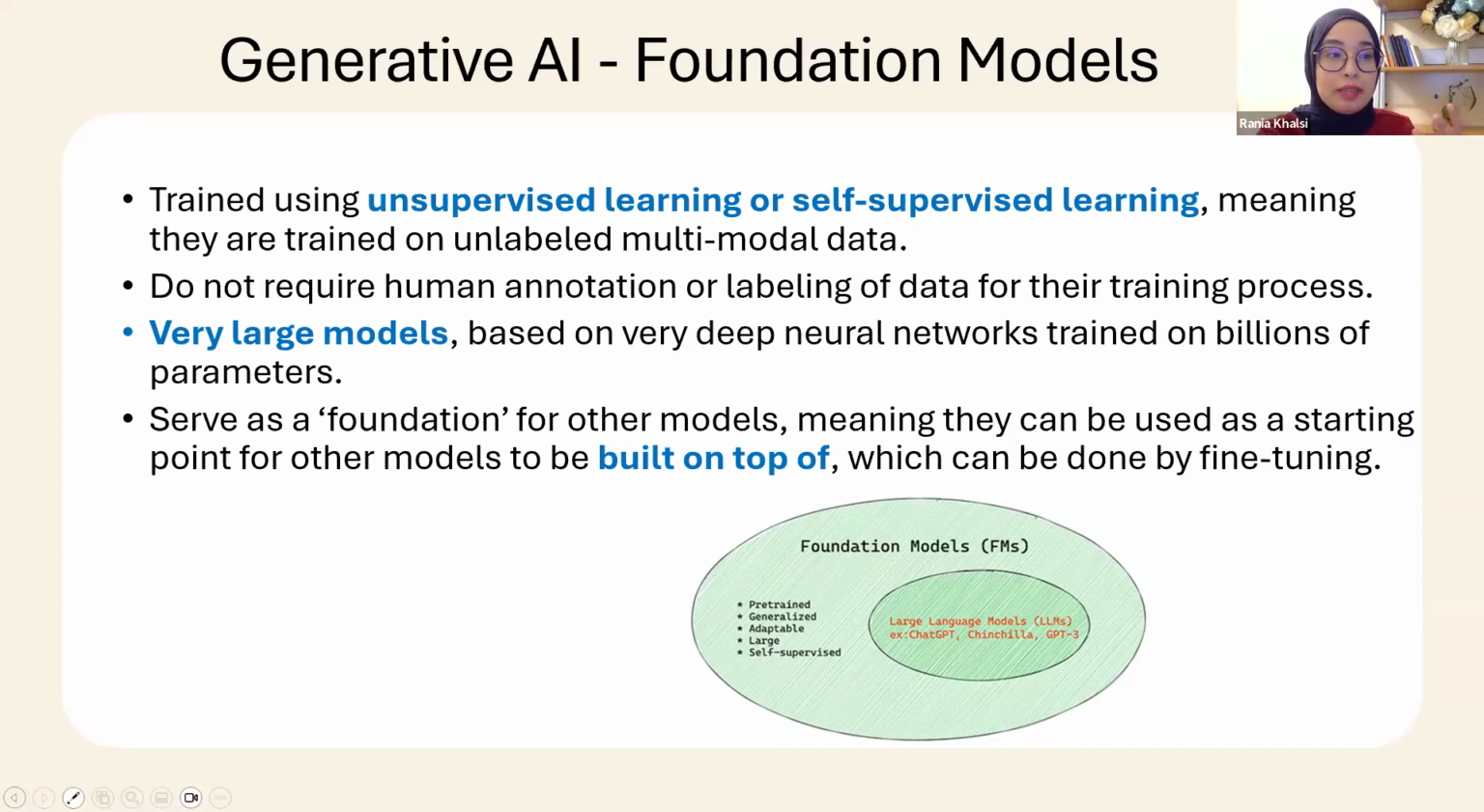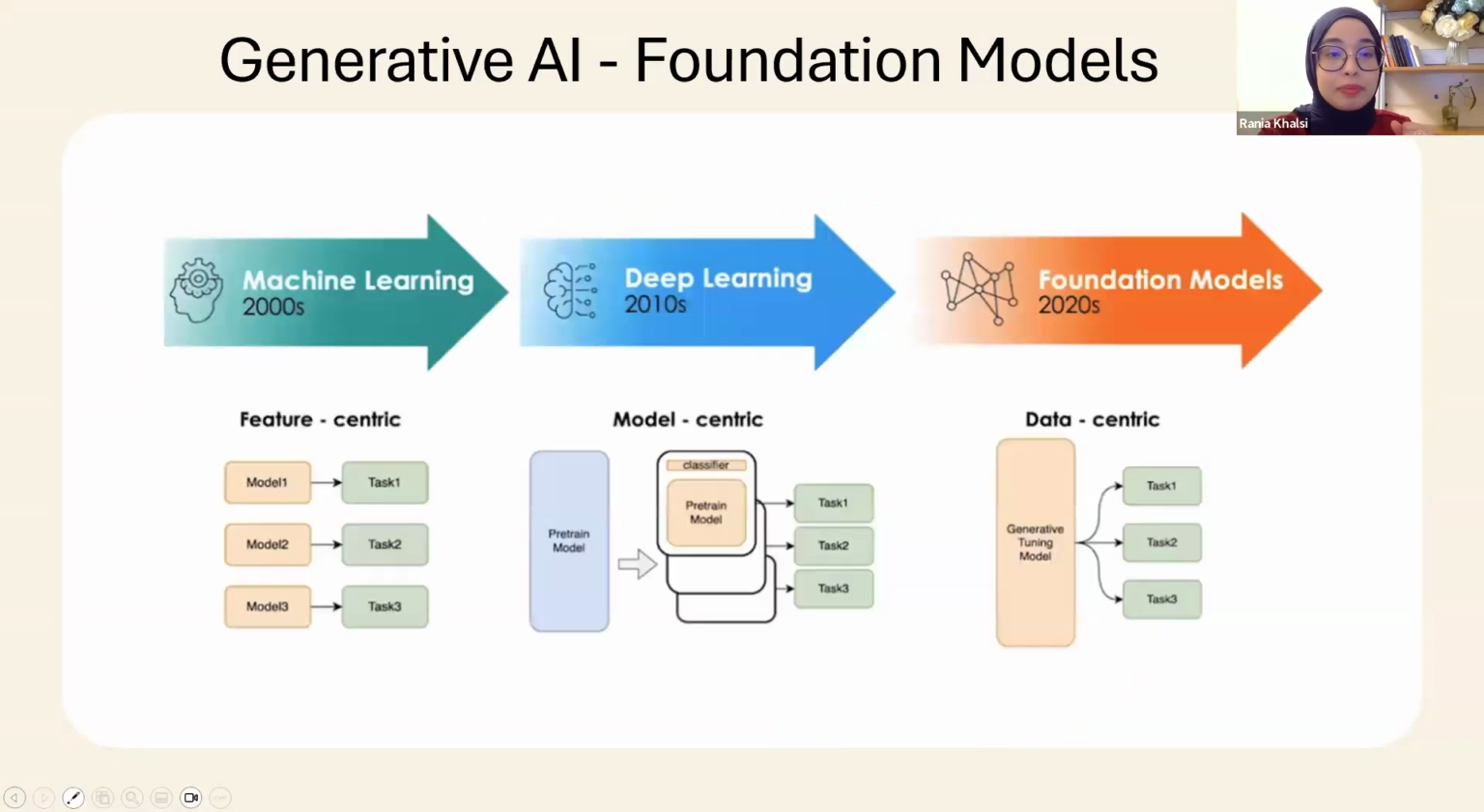Because of this, foundation models serve as a starting point for many specialized applications. The idea is that we work on fine-tuning them. By fine-tuning them, we can adapt the same pre-trained model to different downstream tasks, different domains, or even different modalities. This is the main idea behind foundation models. And here is the big picture.